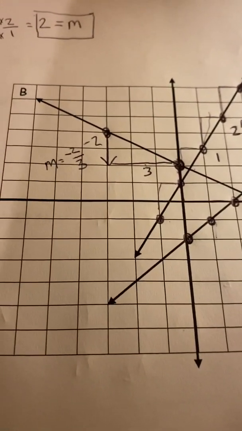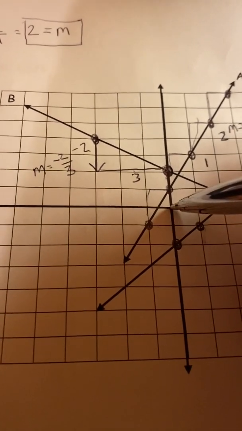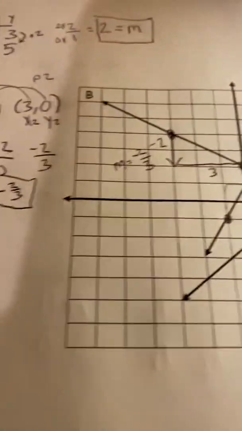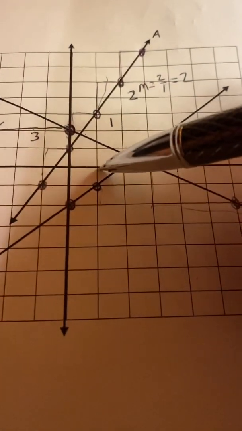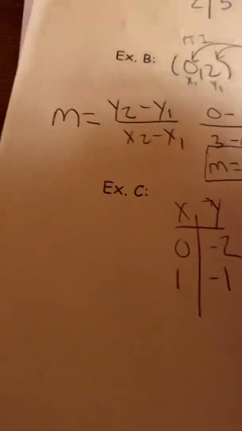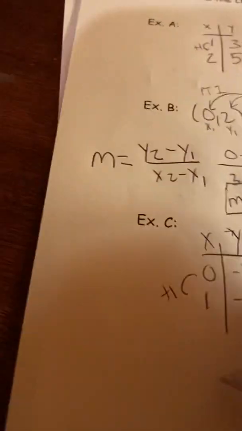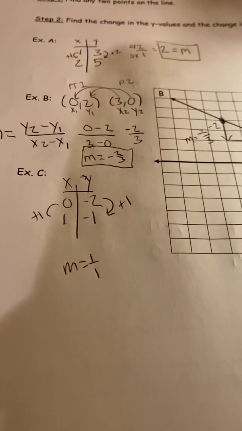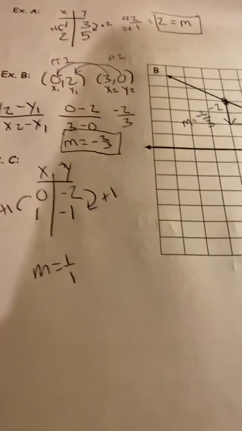Using our coordinate method, what's the coordinate here? This is going to be 0, -2. Okay, putting it in a table. Okay, and this is the point 1, -1. Going from -2 to -1 is an increase of 1. Going from 0 to 1 is an increase of 1. So my slope is 1 over 1. That's the second way to use the same 2 points to find the slope.